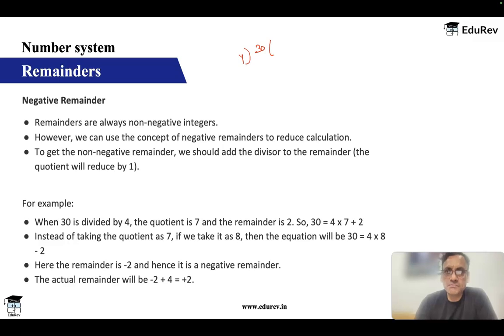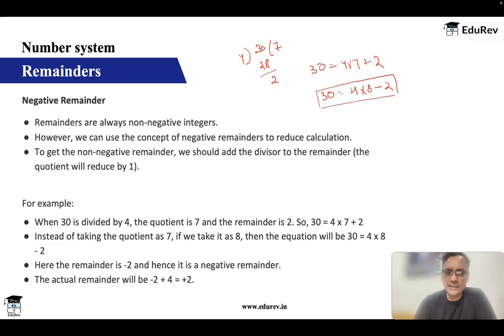Normally it will get divided 7 times. You'll have 28 and you'll have remainder of 2. So the equation will be 30 is equal to divisor, which is 4, into quotient of 7 plus 2. Now this finally is the equation, right? This equation I can also write as 4 into 8, 32 minus 2. Okay, so this is also possible.